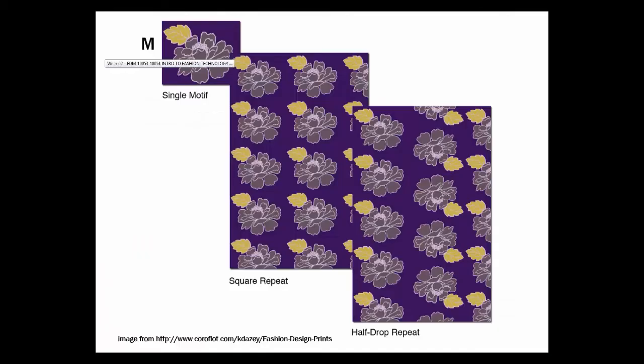And here you see a floral motif in a block repeat, and then again in a half drop repeat. Notice the half drop, the flowers shift halfway down in the next column, creating a diagonal repeat. This creates a more dynamic print.